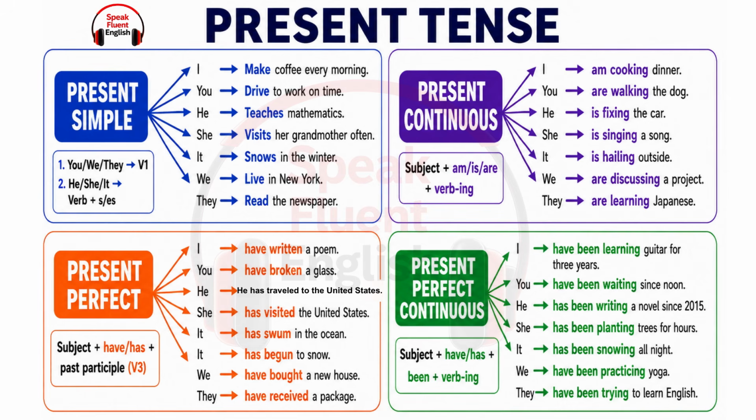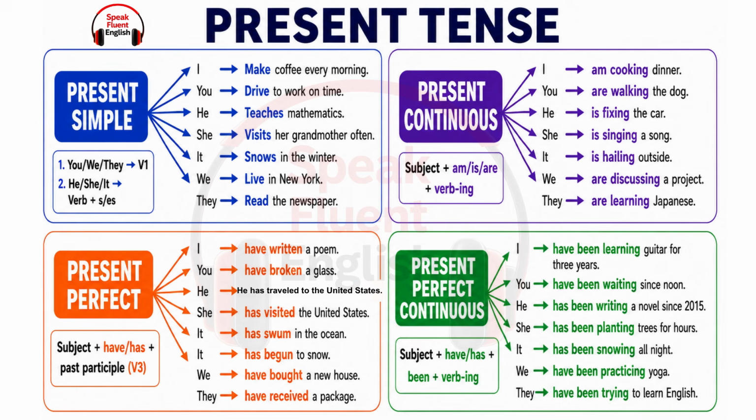Number 4. Present perfect continuous. The present perfect continuous is used for actions that started in the past and are still continuing or have recently stopped with a visible result. Structure: subject plus have or has plus been plus verb ing. Let's practice. I have been learning guitar for 3 years.